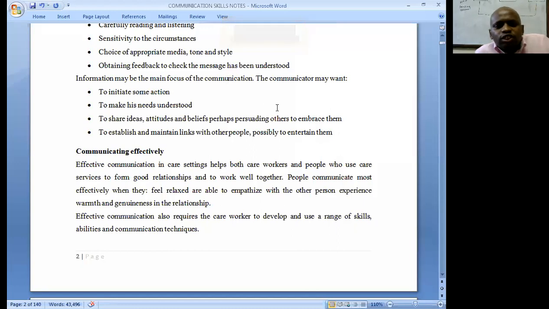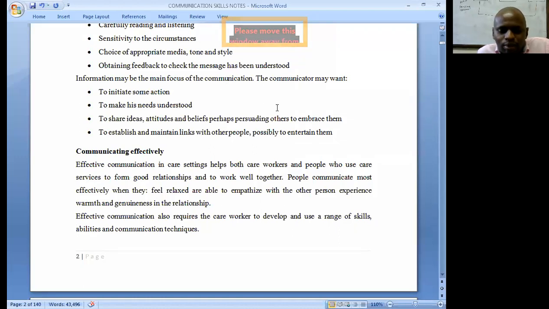So effective communication in a care setting helps both care workers and people who use care services to form good relationships and to work well together. So people communicate most effectively when they feel relaxed and are able to empathize with the other person's experience, warmth, and genuineness in their relationship.